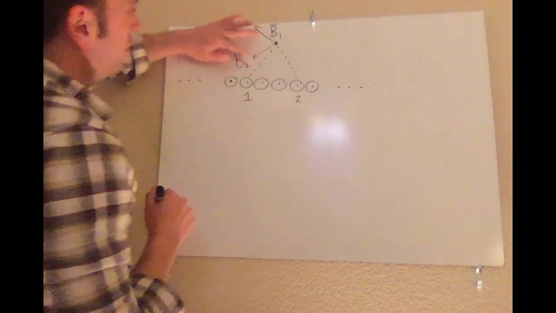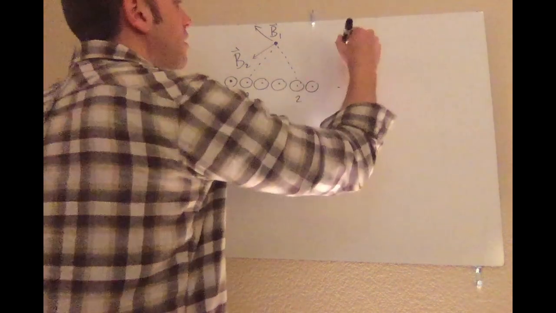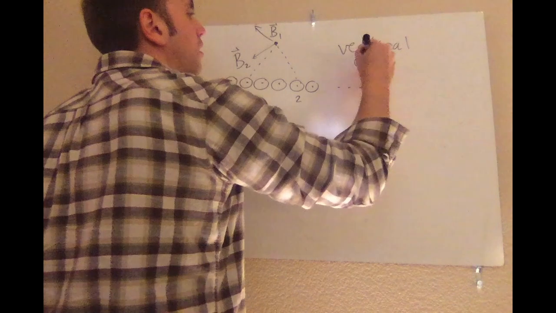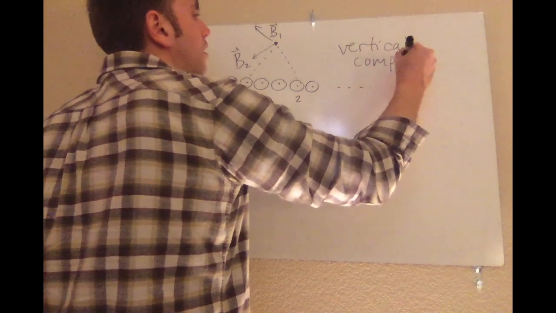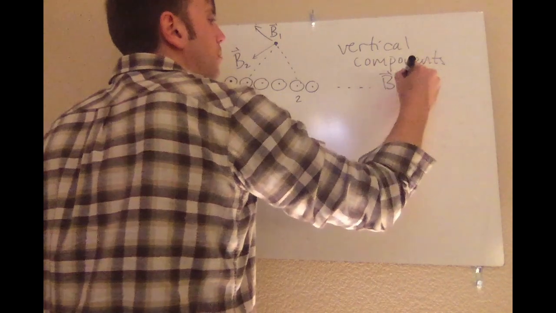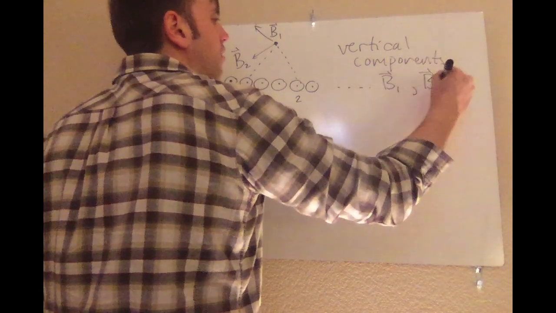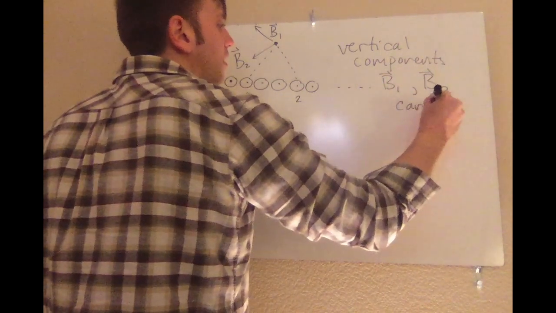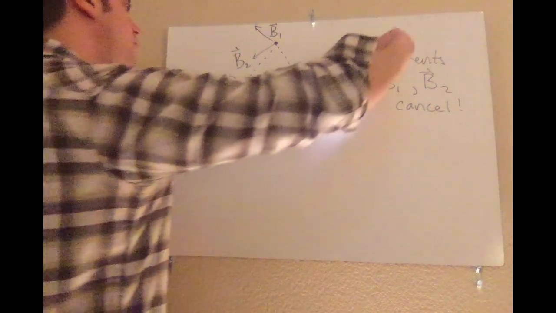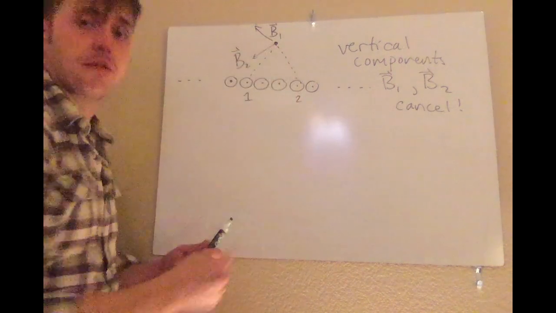So by symmetry, we can see that the vertical components of B1 and B2 are going to cancel out, leaving us with a magnetic field that's just going to the left.